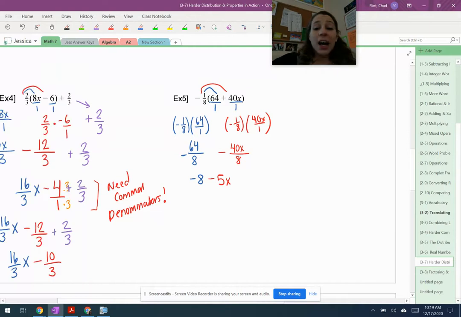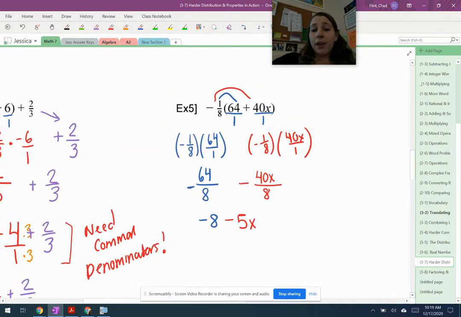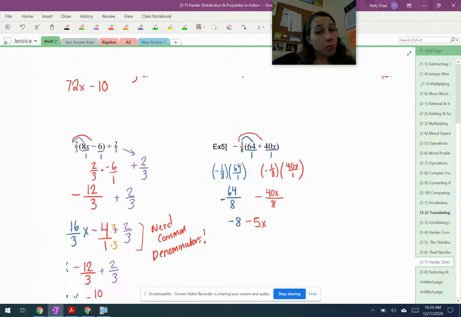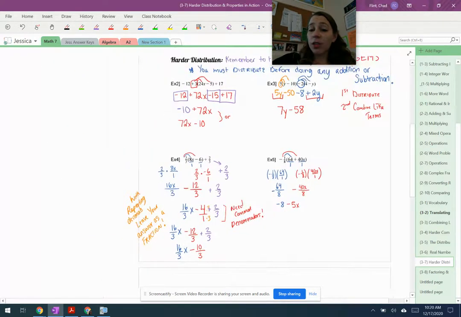So notice when I'm multiplying by a fraction that's 1 over something, I really just took both of those pieces and just divided them by 8. Maybe you can see that in the future.